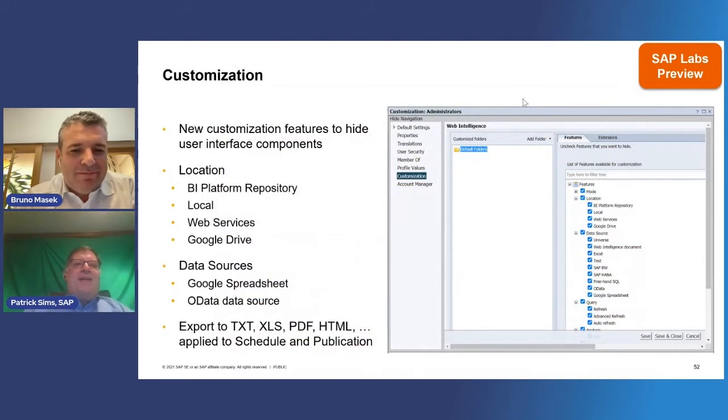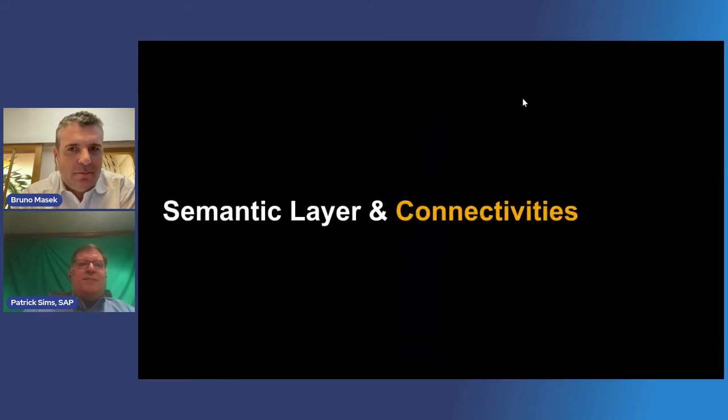Customization features that we've added in. So we've got features that will allow you to hide certain user interface components. It's in the BI, so you can change the BI platform repository. You can hide local things. You can hide web services. You can hide the ability to go to Google Drive. You can hide data sources from the users if you want, and also hide the ability to export or to apply things to schedules and publications as well. So again, for those of you who like to keep a little tighter rein on your end users, this is certainly a nice way for you to do that.